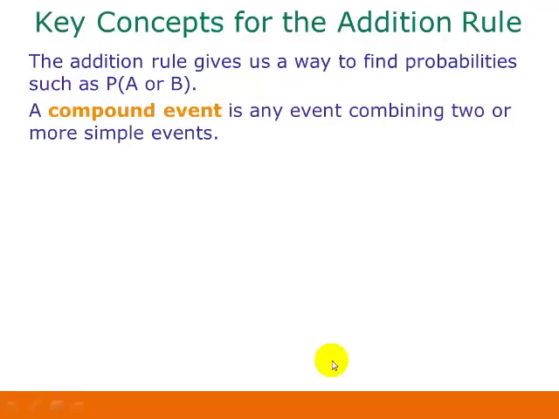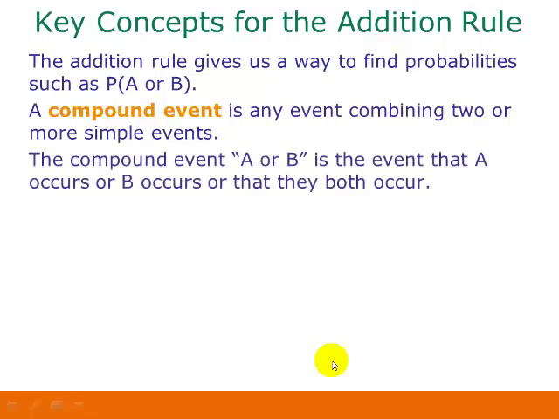When we say A or B, this is a compound event. It's any event that combines two or more simple events. The compound event A or B is the event that A occurs or B occurs, or that they both occur.